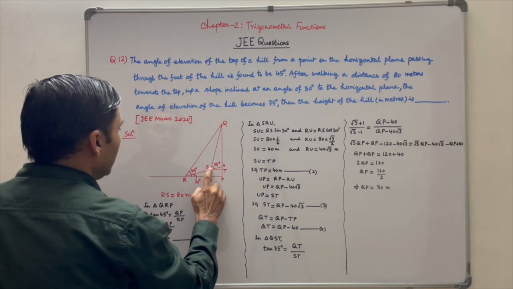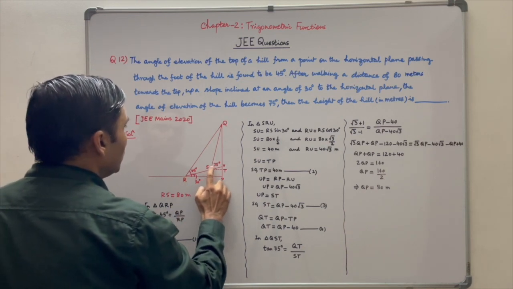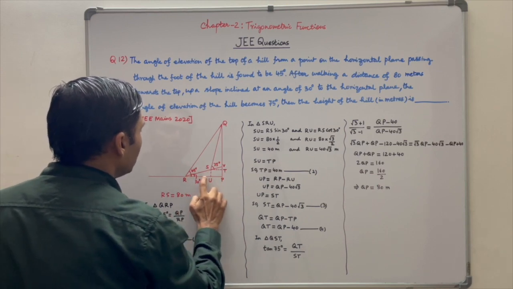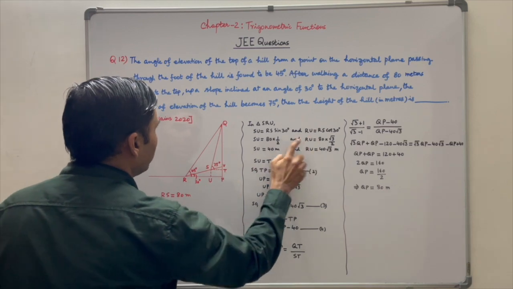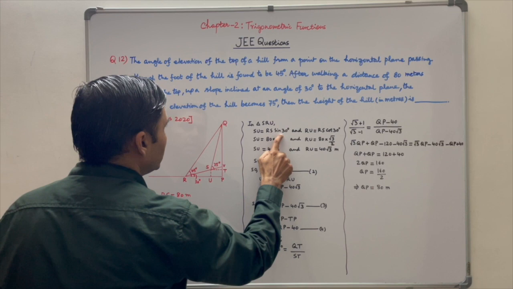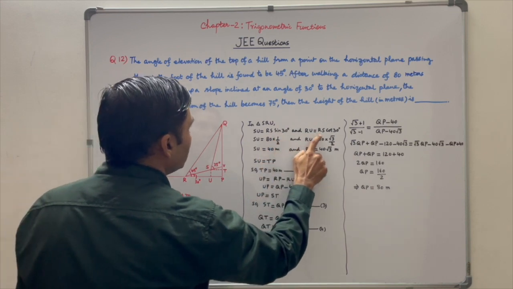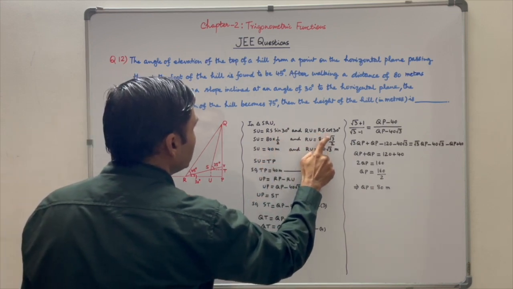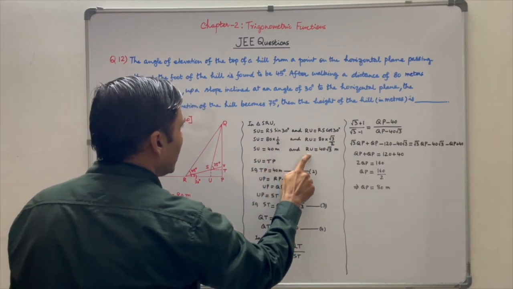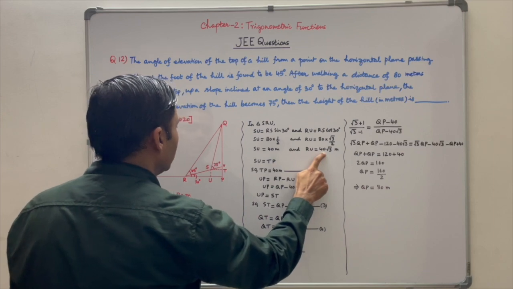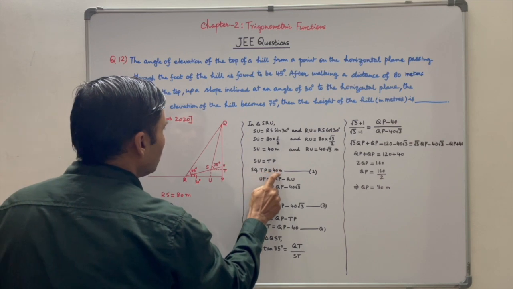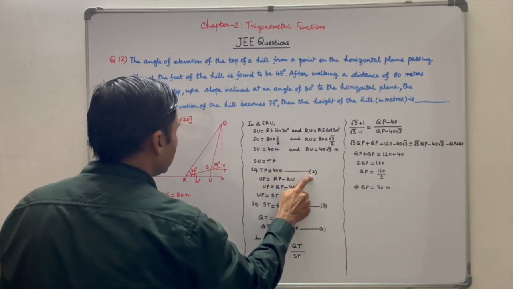In right angle triangle SRU, SU is equal to RS sin 30 and RU is equal to RS cos 30. So SU is equal to RS is given as 80, value of sin 30 is 1 by 2, RS is given as 80, value of cos 30 is equal to root 3 by 2. So SU is equal to 40 meter and RU is equal to 40 root 3 meter. Now SU is equal to TP. So TP is equal to 40 meter. This is our second equation.